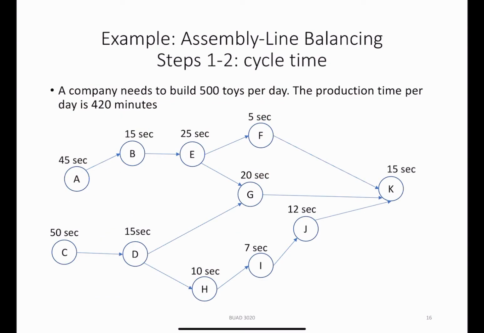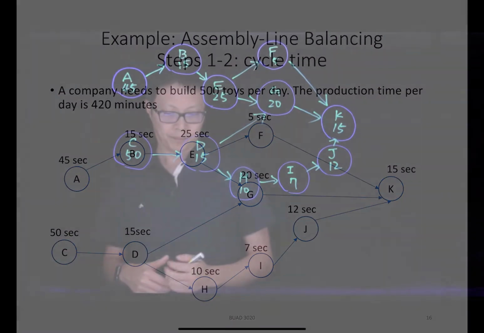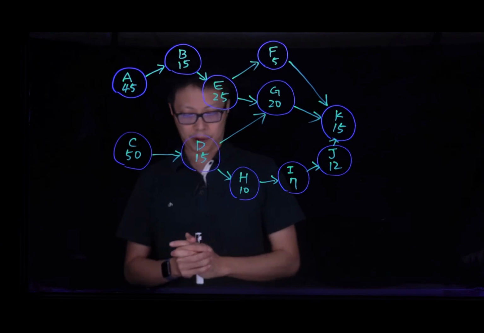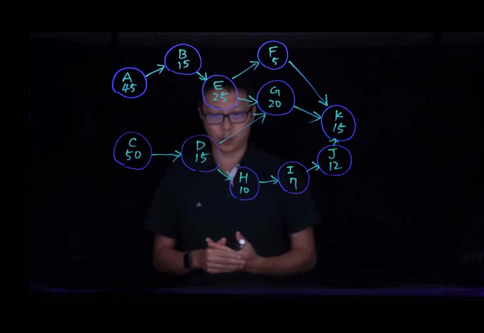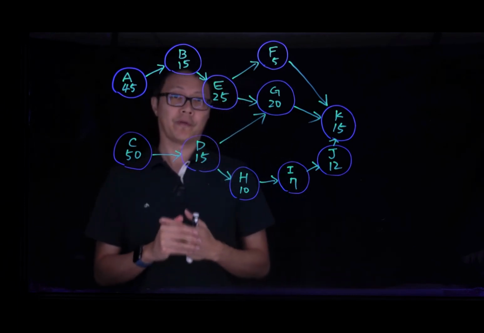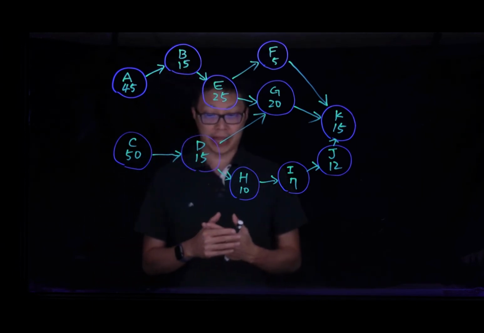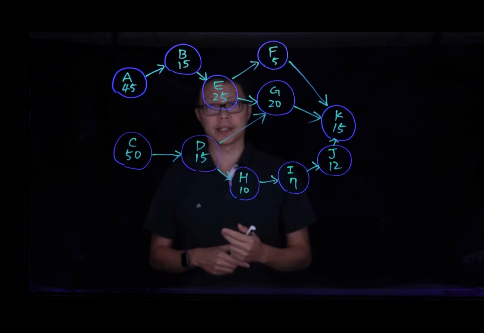So let's take a look at the example. Suppose a company needs to build up 500 toys per day and the production time per day is 420 minutes. We want to balance this assembly line. Now, let's take a look at the first assembly line balancing example. In this example, we know a company needs to build 500 toys every day, and the total production time per day will be 420 minutes.